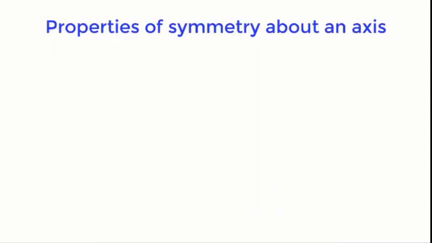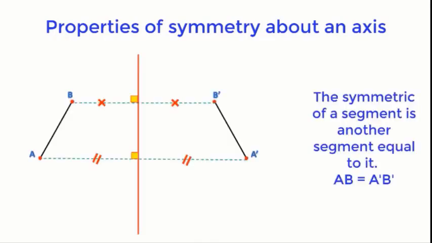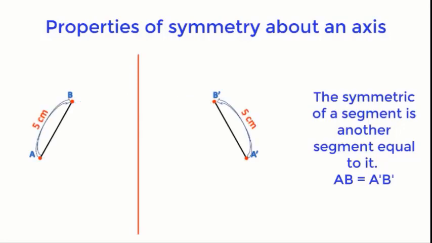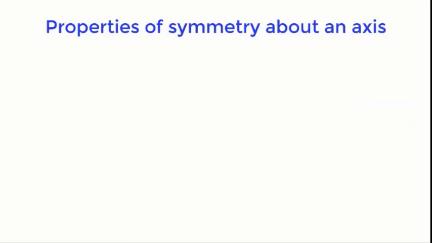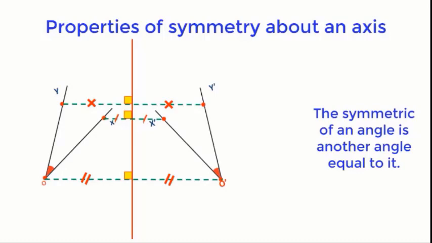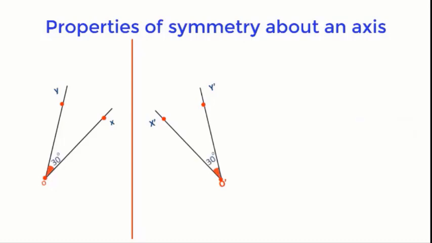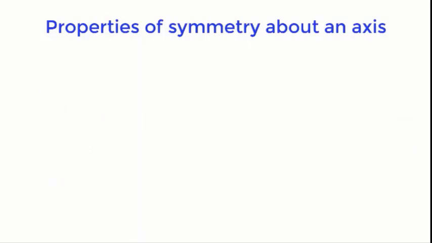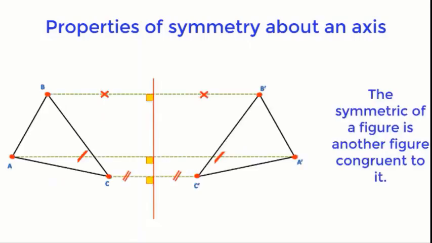What are the properties of symmetry about an axis? The symmetric of a segment is another segment equal to it. AB is equal to A prime B prime, equal to 5 centimeters. The symmetric of an angle is another angle equal to it. The measure of angle XOY is equal to the measure of angle X prime O prime Y prime. The symmetric of a figure is another figure congruent to it.